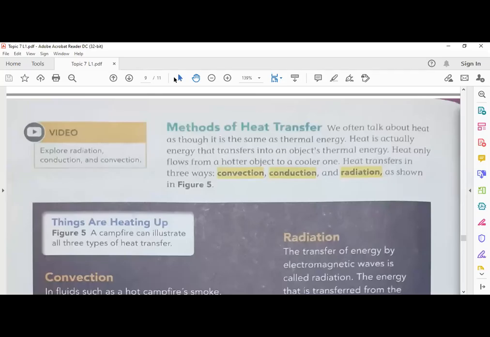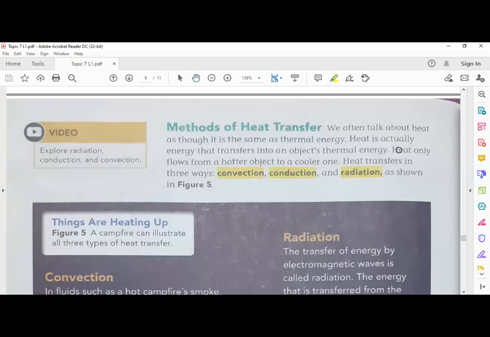The methods of heat transfer. Okay, the methods of heat transfer. We say that heat is energy that transfers or moves into an object's thermal energy. Or heat means it is energy that moves between objects.